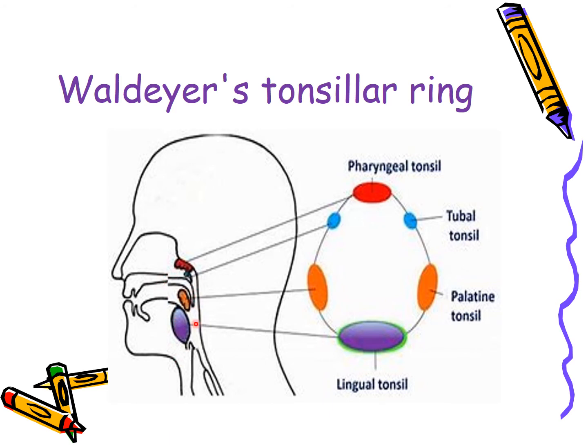So it's lining the oropharynx and the nasopharynx. So this Waldeyer's lymphatic ring is a first line of defense against the microbes entering through the nasal cavity or the oral cavity.